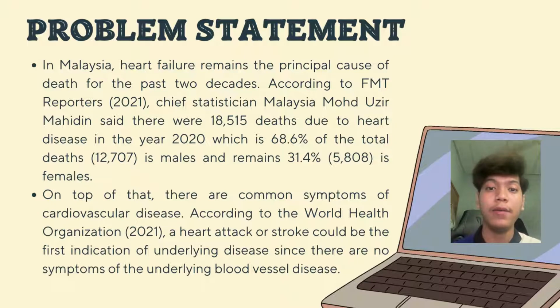In Malaysia, heart failure has remained the principal cause of death for the past 2 decades. According to FMT Reporter 2021, Chief Statistician Malaysia, Muhammad Uzair Mahidin, said there were 18,515 deaths due to heart disease in 2020, of which 68.6% of the total deaths were males, and the remaining 31.4% were females.